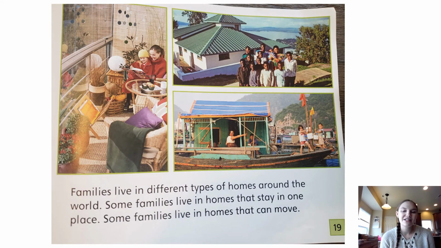Families live in different types of homes around the world. Some families live in homes that stay in one place. Some families live in homes that move. So we live in homes that stay. Our home is rooted to the ground and we stay inside of our house. But some people have houses that are boats that are able to move on the water. And some people have houses that are RVs and mobile homes where they're able to move their home and drive it where they want to go.